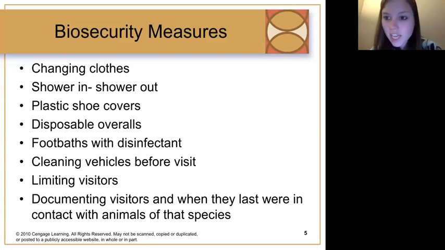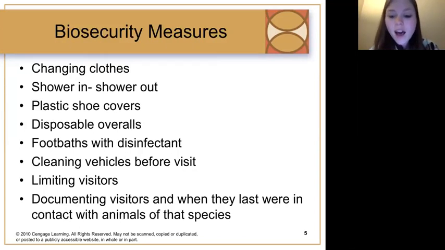Limiting visitors, again, like I said. And then documenting visitors and when they last were in contact with animals of that species. When I go to a farm, I have to check in with someone at the front office before I can even go into the farm. They write my name, and then they'll ask you, based on their policy, have you been in contact with pigs in the last week? Some of them may be more strict, some of them may be 3 days.